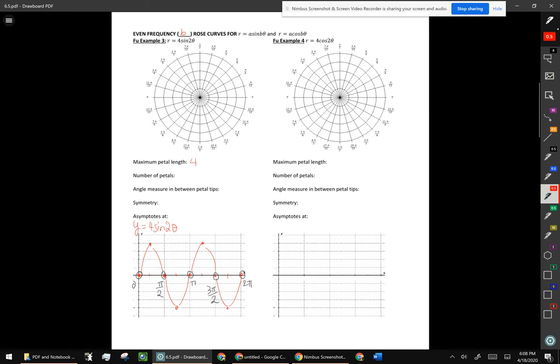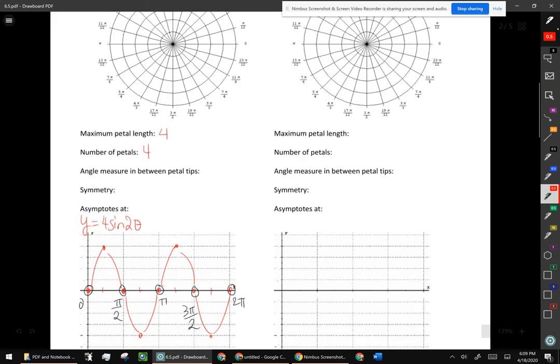Number of petals. Well, I see that there are 1, 2, 3, and 4. So let's go ahead and put 4 there. And just think about this. If you have a sine function, you're going to have 2 petals. So 2 sine functions will have 4 petals, all right? Angle in between petal tips. So if you have 2 pi radians and you have 4 petal tips, it's just 2 pi over 4.